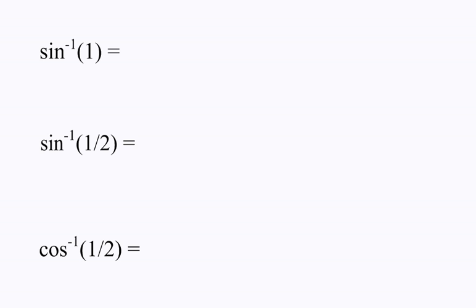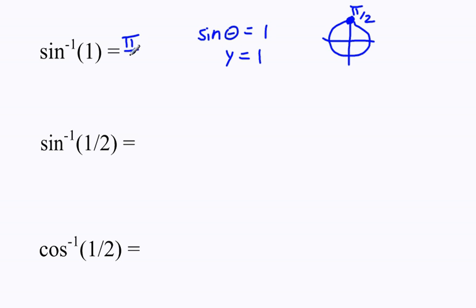So here we are, our very first problem, inverse sine of 1. It helps us to really make sure we understand what we're doing here. Inverse sine of 1 means that sine of theta equals 1. And if we remember that sine is our y coordinate, we're really saying we're looking for where y equals 1. So we draw our unit circle, and y only equals 1 right there, and that's at pi over 2. There's our first answer.